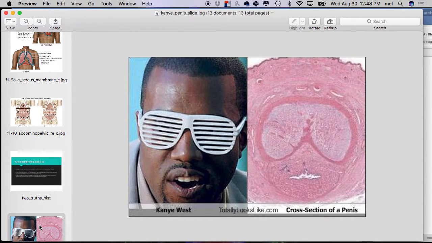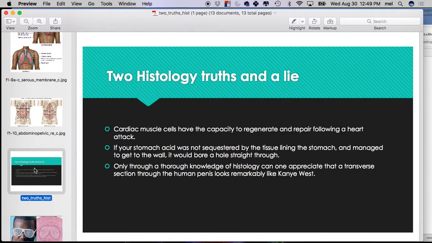That is the cross-section, transverse section of the human penis and Kanye. Is that a coincidence? I'm not sure. Okay, so, is that amazing? I love it. Okay, so which of these is a lie?